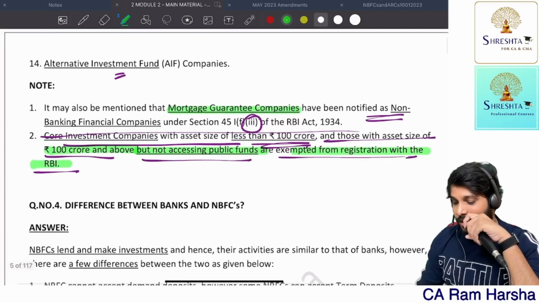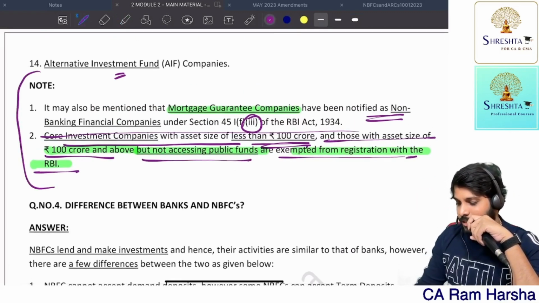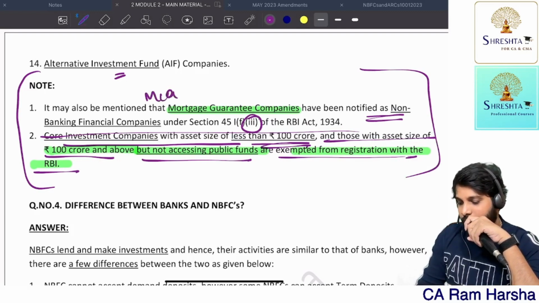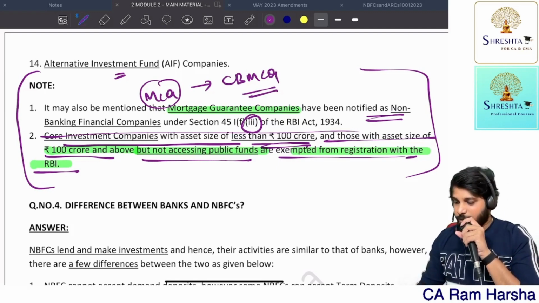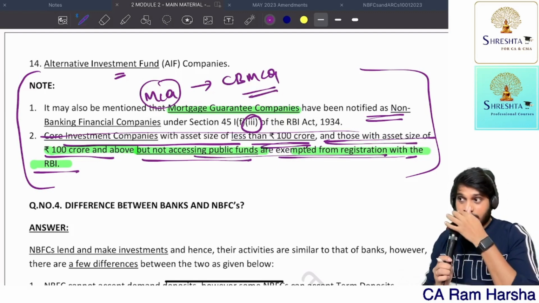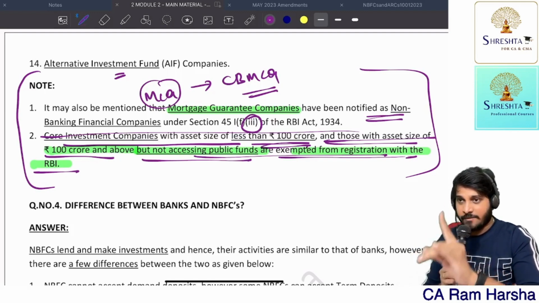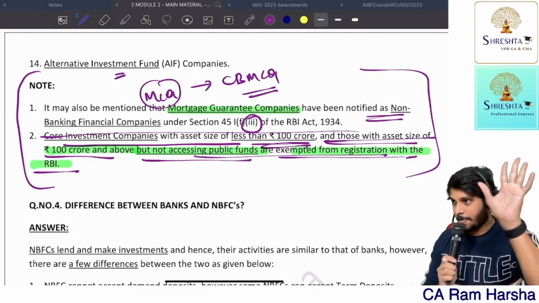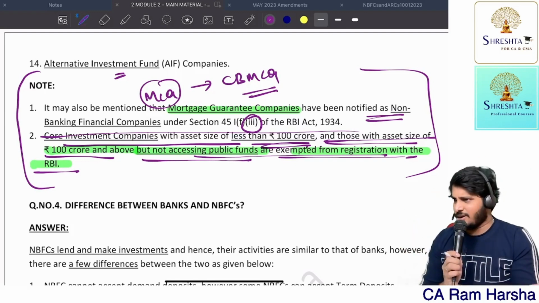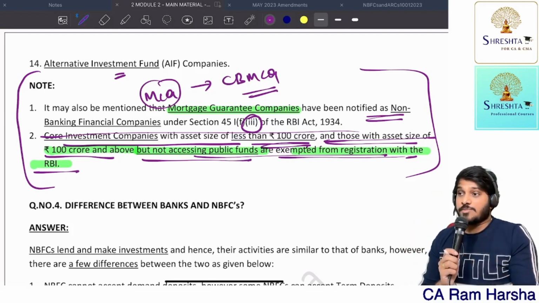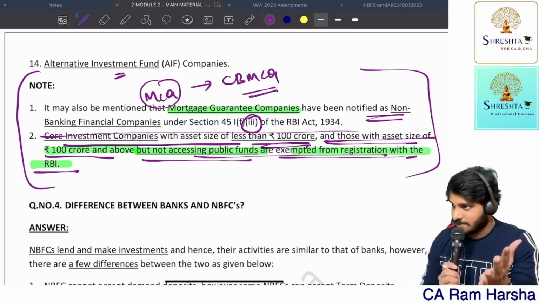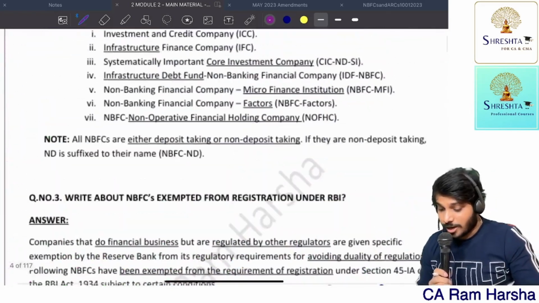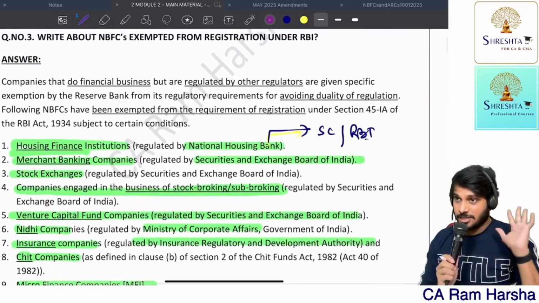All of you. Now, this entire point is especially relevant for MCQ or case-based MCQ. If these points are tested: a core investment company having more than 100 crore asset size and not having access to public funds is exempted from NBFC registration. And one which has less than 100 crore is anyhow exempted, as it is a core investment company, non-systematically important. Able to understand? All of you. So these are exemptions from NBFC registration.